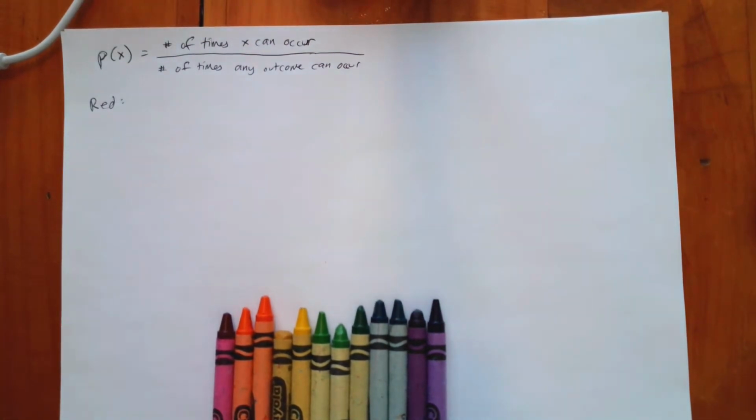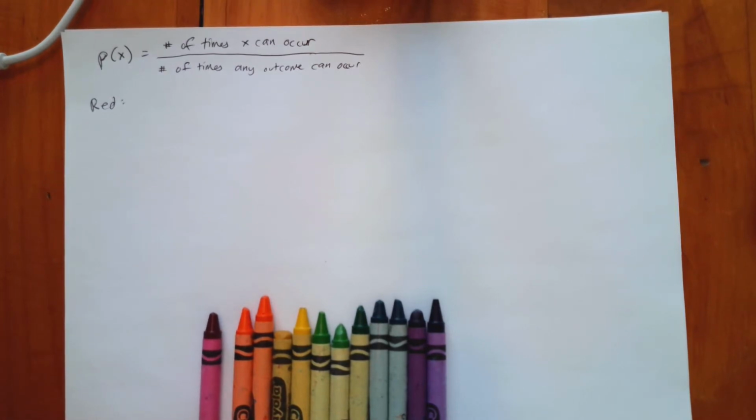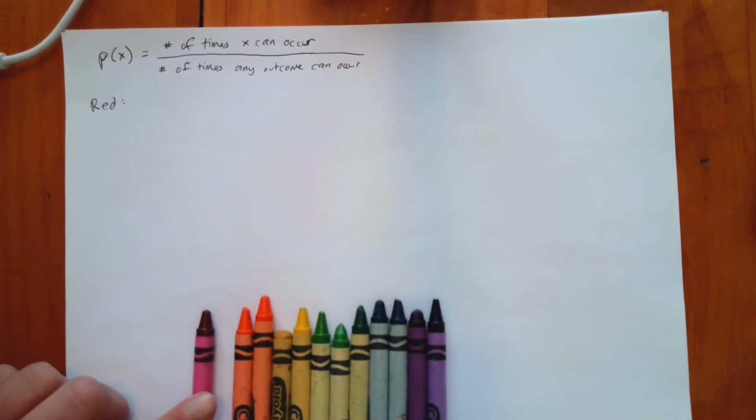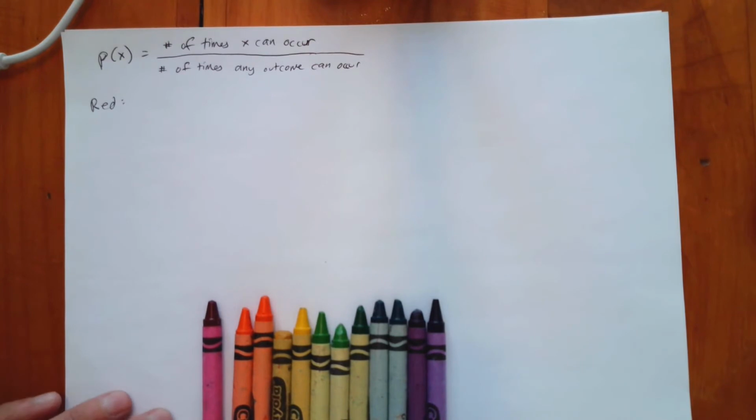And so to find the probability of choosing a red crayon, we want to know the number of times we could get a red crayon out of the number of times that we could get any color of crayon. So the first part is easy. We have one red crayon in here, or red-violet crayon, I guess, and that means that we have one chance to get a red crayon.